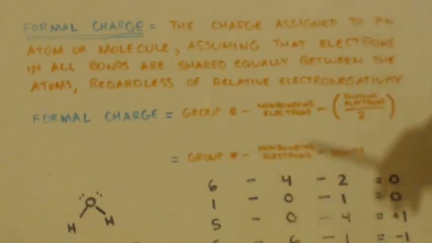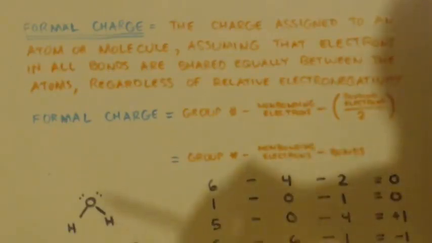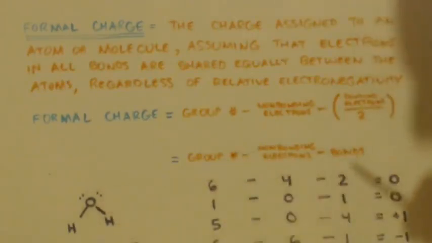Non-bonding electrons are the electrons that are just lone pairs. See, like here on the oxygen, these 2 sets of lone pairs, those are your non-bonding electrons. And then your bonds, obviously, are your bonds. You know what your bonds are.